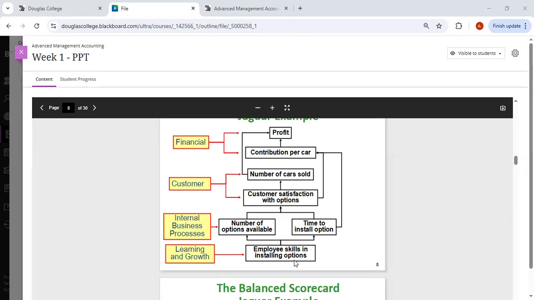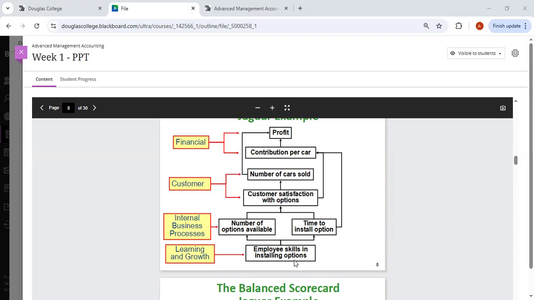If we improve the time of the options, that's going to increase our contribution margin. Once we increase the contribution margin, that's going to hit us directly on the profit. If we have more options available for our customers, that's going to increase the customer satisfaction. And that's going to increase the number of the cars that we're selling to our customers.